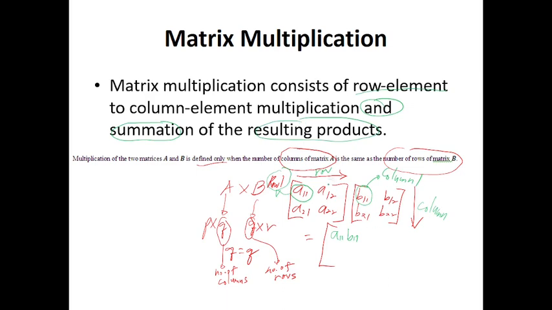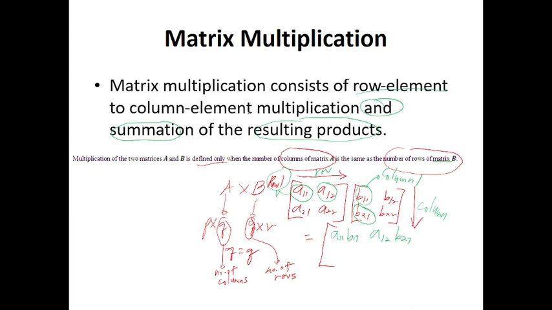Then, the second element, this, A12. Then, B21. Second element in row 1. Second element in column 1. Okay? So, row element, column element multiplication. First element, row 1. First element, column 1. A11, B11. Second element, row 1. Second element, column 1. Okay, A12, B21.